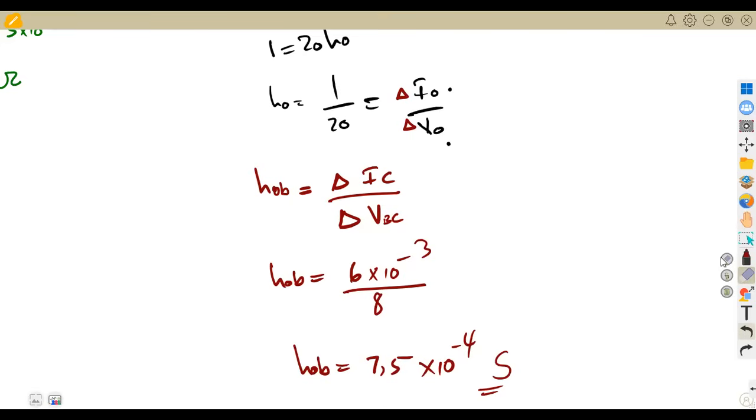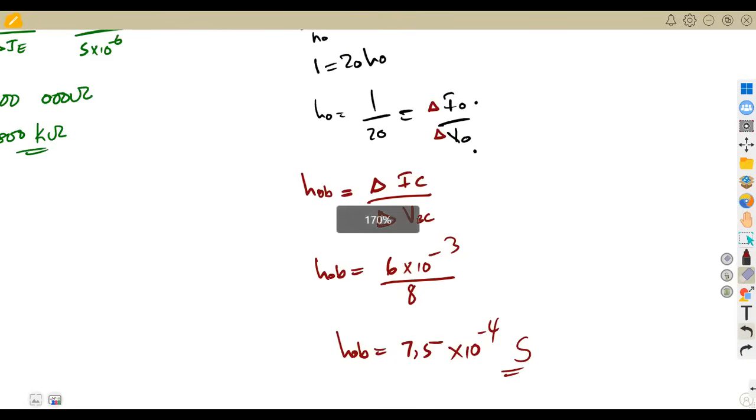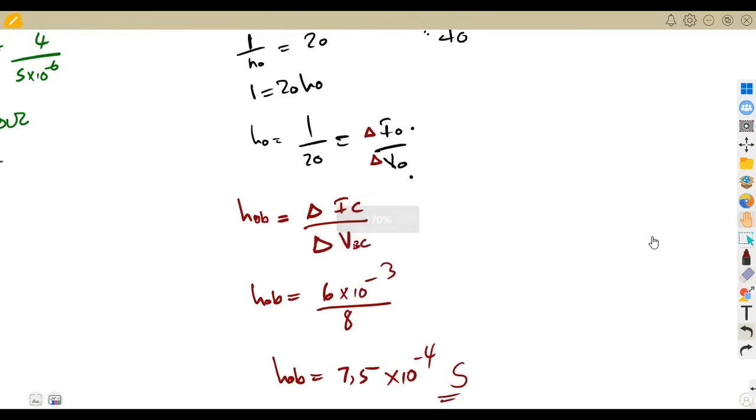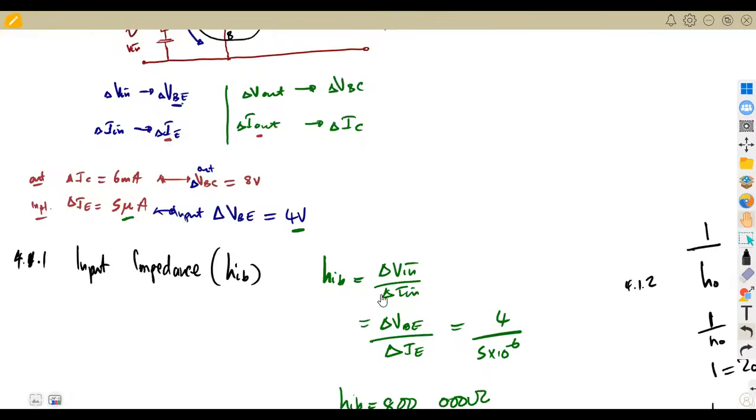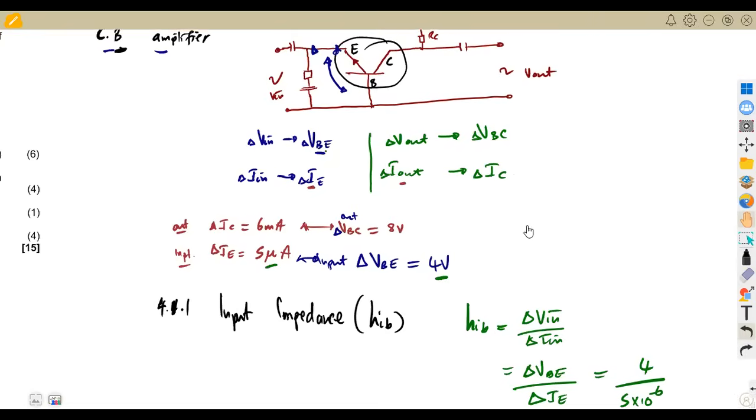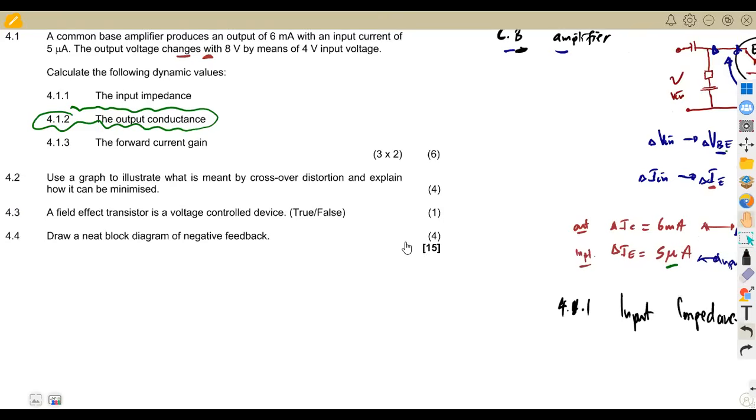So if you were asked to calculate the output impedance, you're going to write this as 1 over HO. So for the base, it is going to be like this. So that will be the condition. For output impedance it is 1 over HO, but here they need the conductance directly. So this is what they needed. That's for the common base, and I talked about this given information.